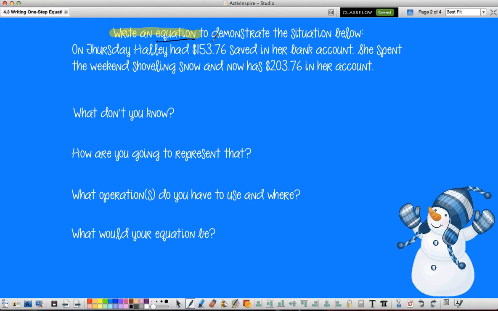Write an equation to demonstrate the situation below. So we're demonstrating what's going on here. It's important to note that she had $153.76, and that was on Thursday. Then she spent the weekend shoveling snow and now has $203.76 in her account. So that's now.